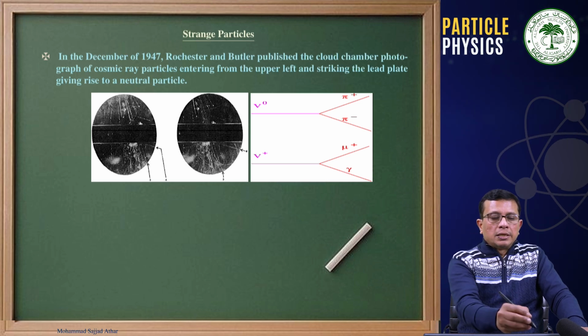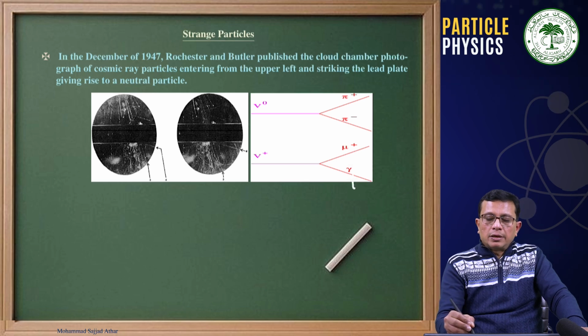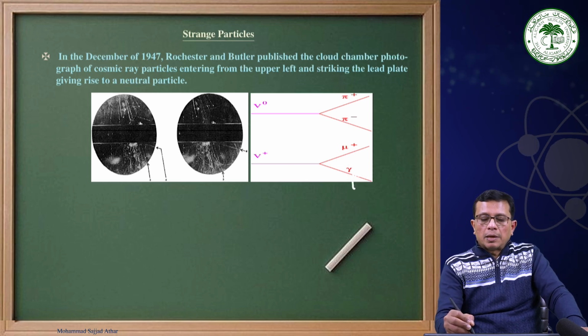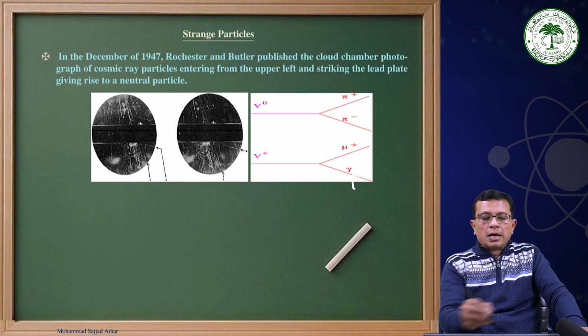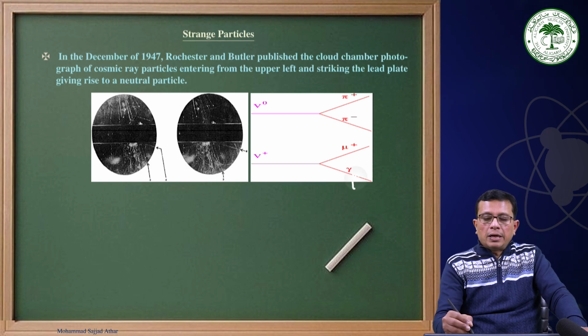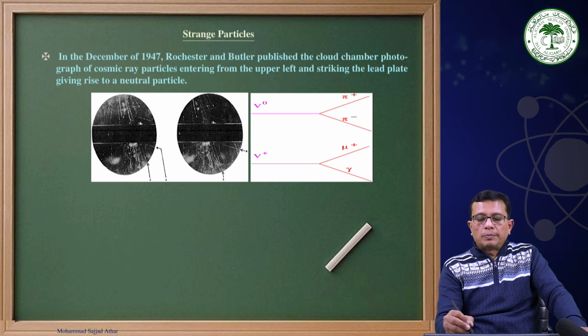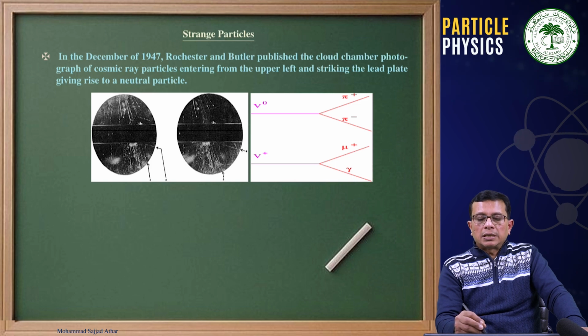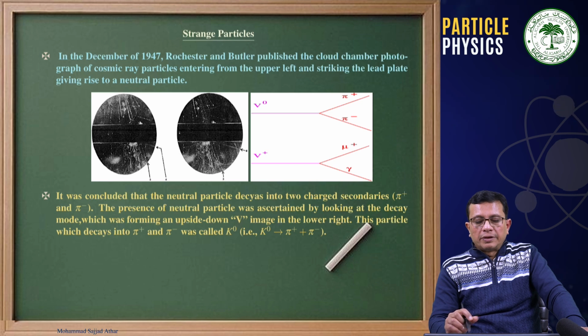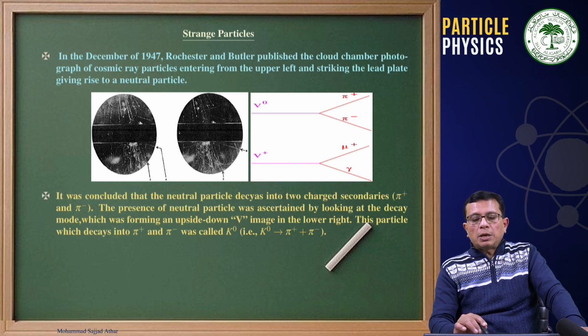The important point is that this is a νμ, and this is a μ⁺, this is a π⁺, and this is a π⁻. What was observed? The charge in the final state is 0 in this case, which means the particle which was formed was a neutral particle, and here the charge was positive. That means, to conserve charge, the particle which was formed initially had a positive charge. Now it was concluded that the neutral particle decays into two secondaries, π⁺ and π⁻.